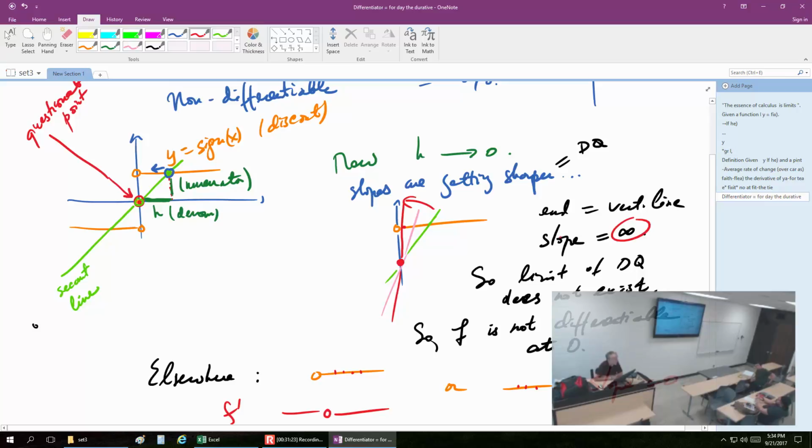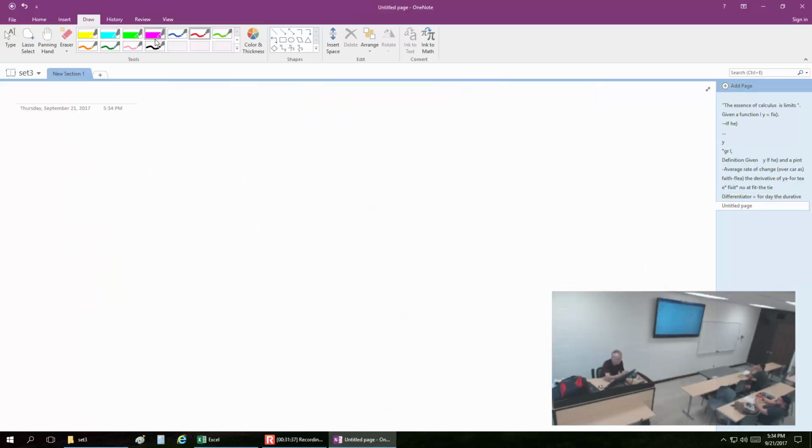Okay, but it's also possible that even though there is no teleportation, we're moving gradually. However, the change of direction is instantaneous. And then we, once again, have no differentiability. The example is standard. And that's the absolute value.